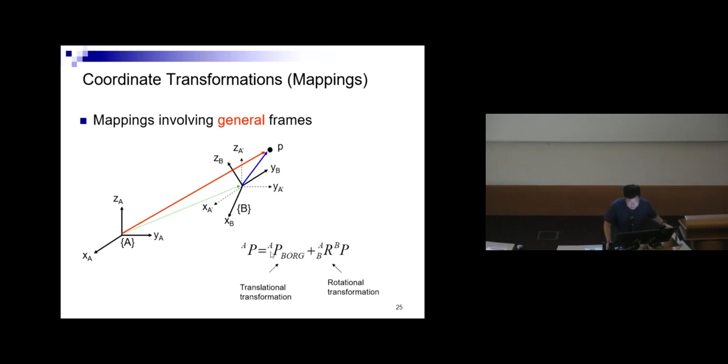So we call this AP B origin the translational transformation, and the ABR, BP the rotational transformation. Follow? Okay.